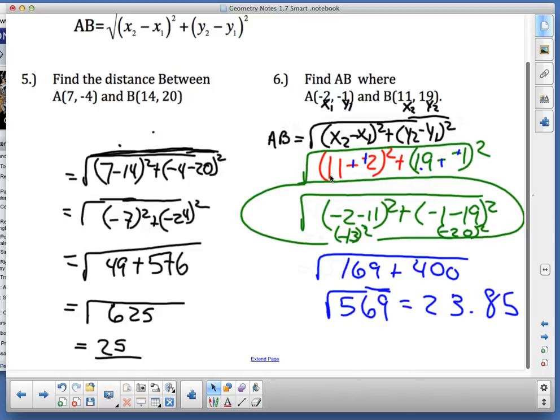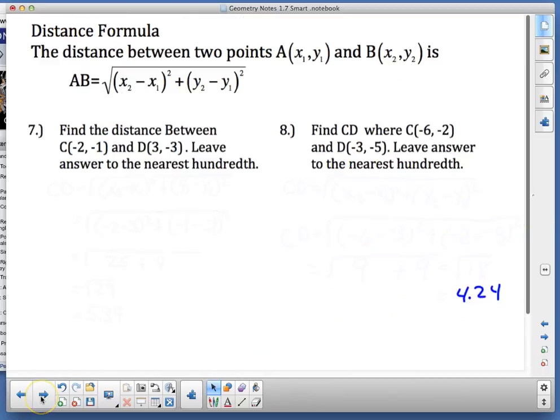Okay, now we got 5 and 6 done. Let's go after 7 and 8 and see how you do. Okay, do it on your own. I guarantee the more efficient you are on this, the easier these become, and the easier it will be when you do them on the test and quiz. Yes, I said that. They're on the test, they're on the quiz.